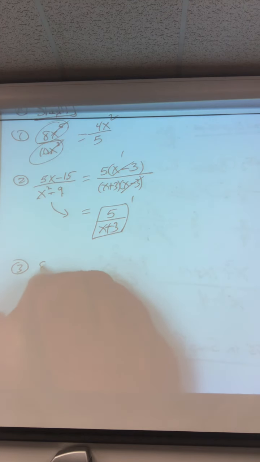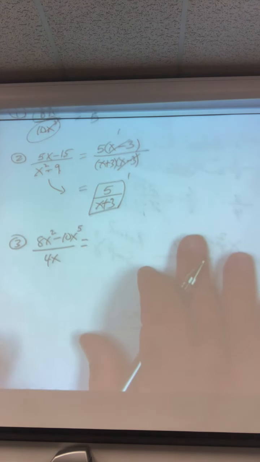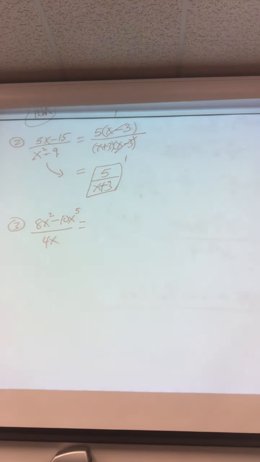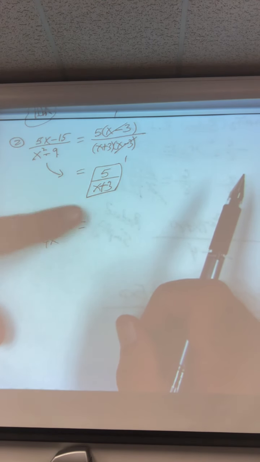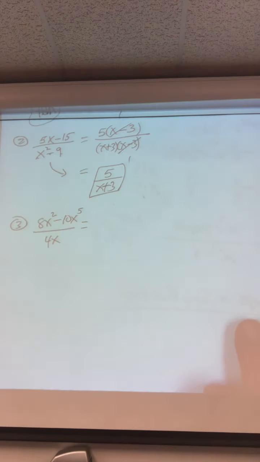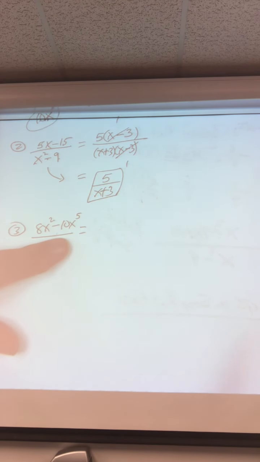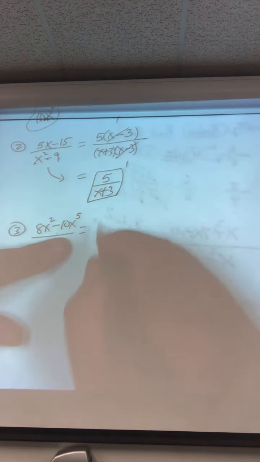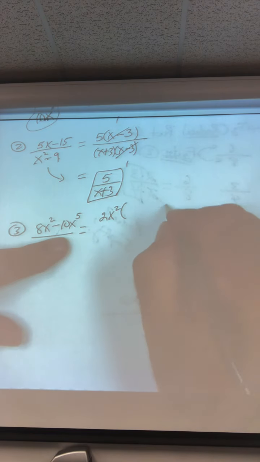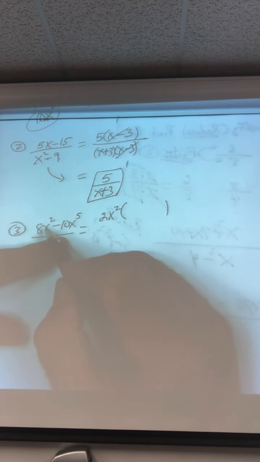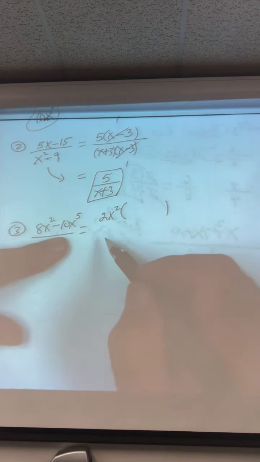Let's do 8x squared minus 10x to the 5th over 4x. Okay, let me say again. In your head, don't start trying to mark out stuff. Factor the top, factor the bottom, and then cancel what you can. Well, the top part is a binomial. What's the first thing we look for? GCF. There is one, 2x squared.